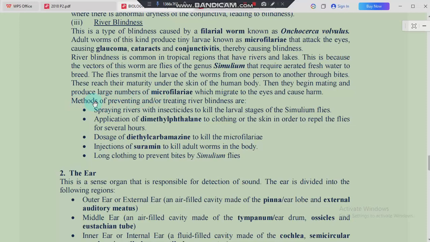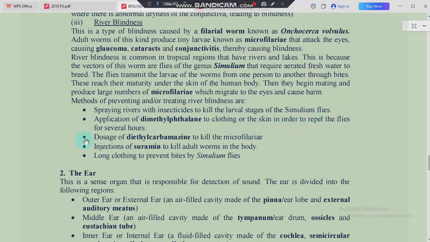Then let's go to the methods of preventing or treating river blindness. Number one is spraying rivers with insecticides to kill the larval stage of the Simulium flies. Apart from that, we also need application of dimethyl phthalate to clothing or the skin in order to repel the flies for several hours.